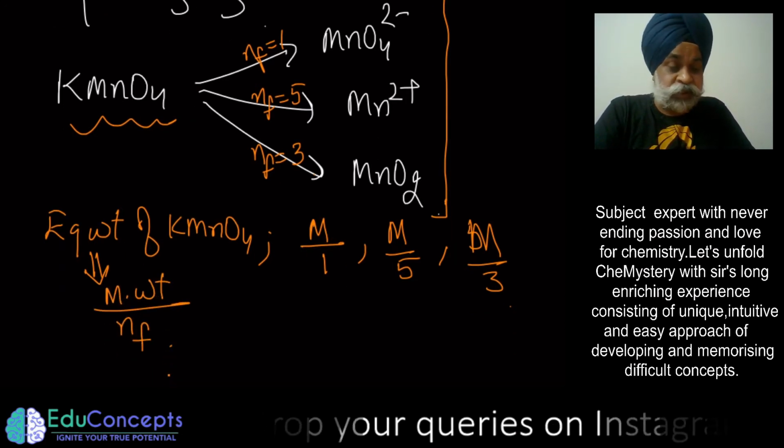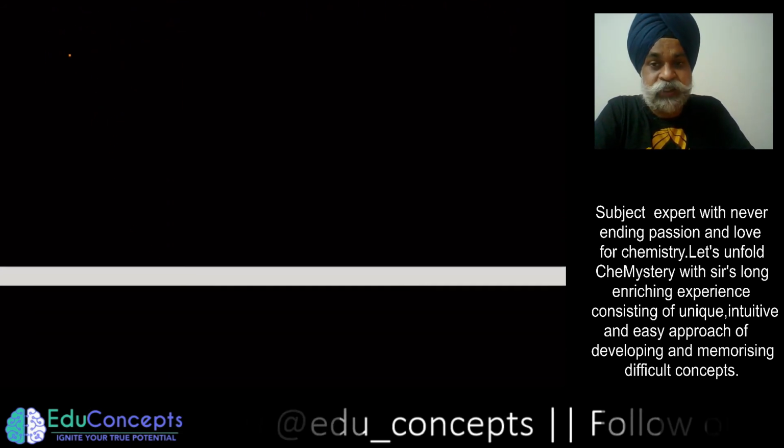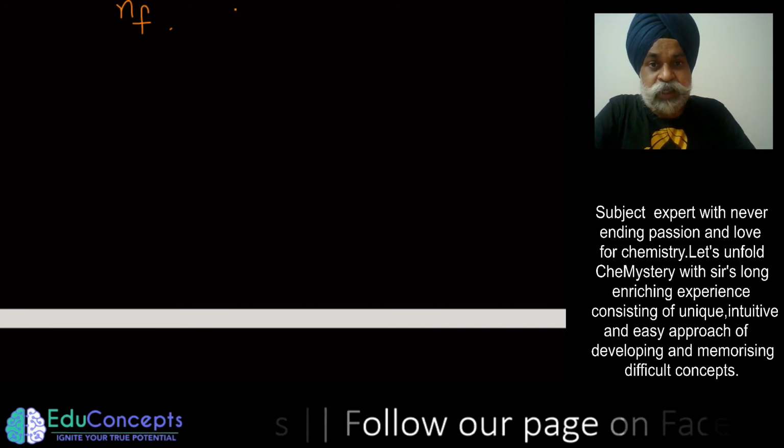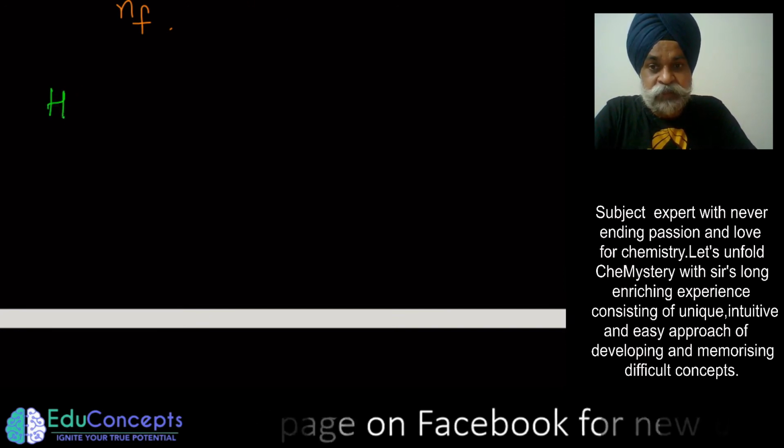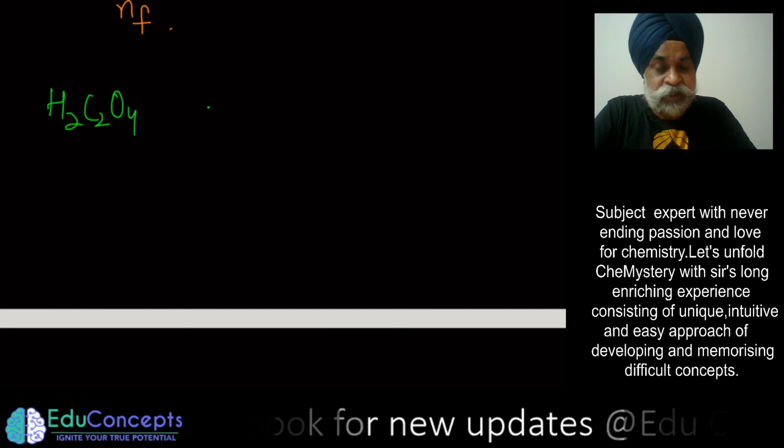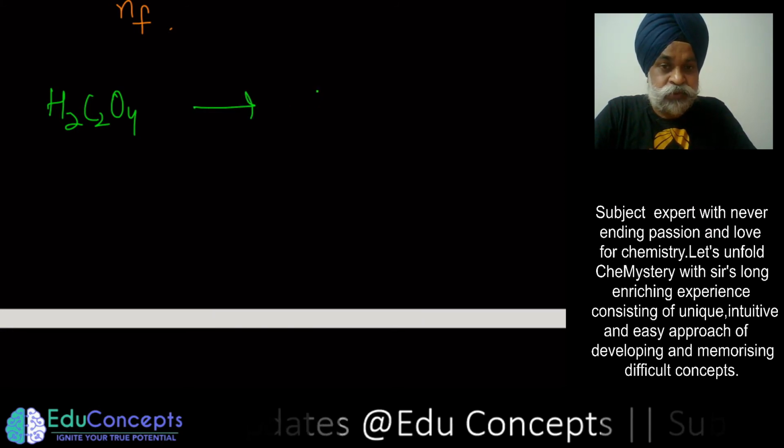So I think now this is case number 1, and let me take a few more examples to explain case number 1. Now let's see, if you have this particular case which we just dealt with, oxalic acid changes to carbon dioxide.